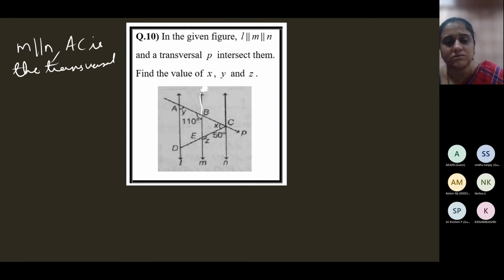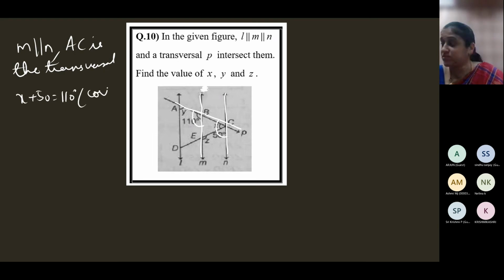See, this line is parallel to this line, and this is the transversal. So corresponding angles, this angle and this angle, are equal. So x plus 50 is equal to 110. Corresponding angles are equal. So x is equal to 60 degrees. The value of x is 60 degrees.